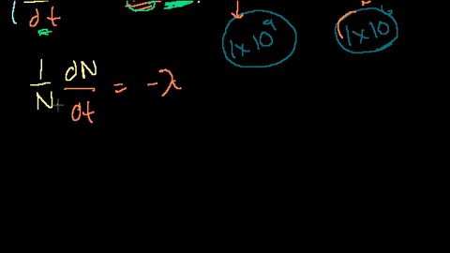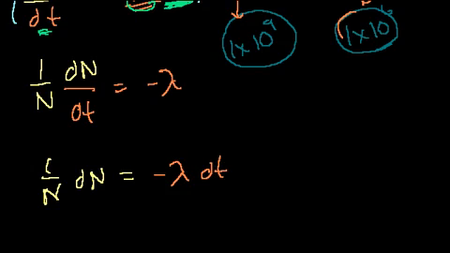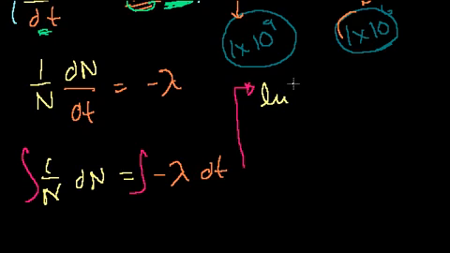And then I can multiply both sides by dt, and I get 1 over n dn is equal to minus lambda dt. Now I can take the integral of both sides of this equation. What do I get? I'm taking the indefinite integral, or the antiderivative. What's the antiderivative of 1 over n? Well, that's the natural log of n plus some constant.